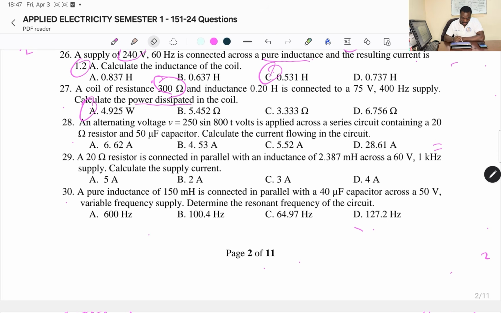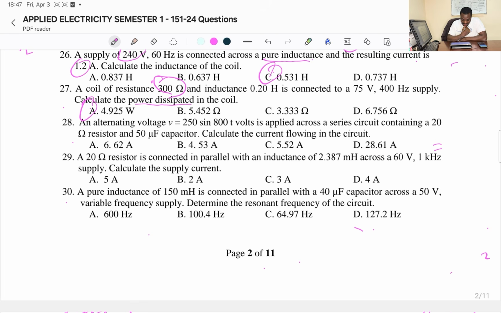An alternating voltage V equals 250 sin 800t volts is applied across a series circuit containing 20 ohms and a 50 microfarad capacitor. Calculate the current flowing in the circuit. This one is similar to what we just did, but here they are just interested in the current.